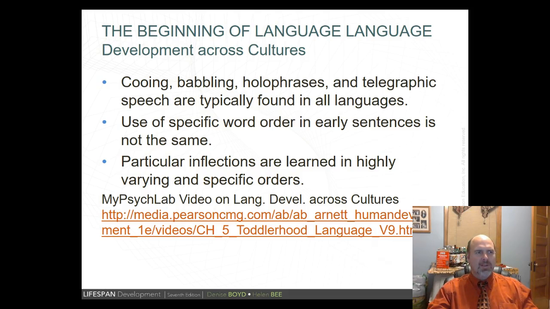Across cultures, it's also known that cooing, babbling, holophrases, and telegraphic speech are typically found in all languages. The interactions may vary between the parent and infant from culture to culture. Particular inflections are learned in highly varying and specific orders. Here's a little video of how language development may differ from culture to culture. In the Turkish language, there is no two-word sentence stage. Essentially, all inflections are learned by the age of 2.